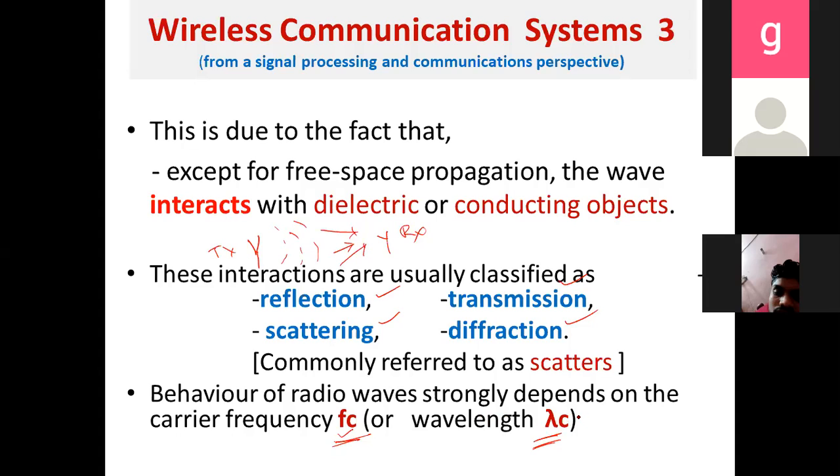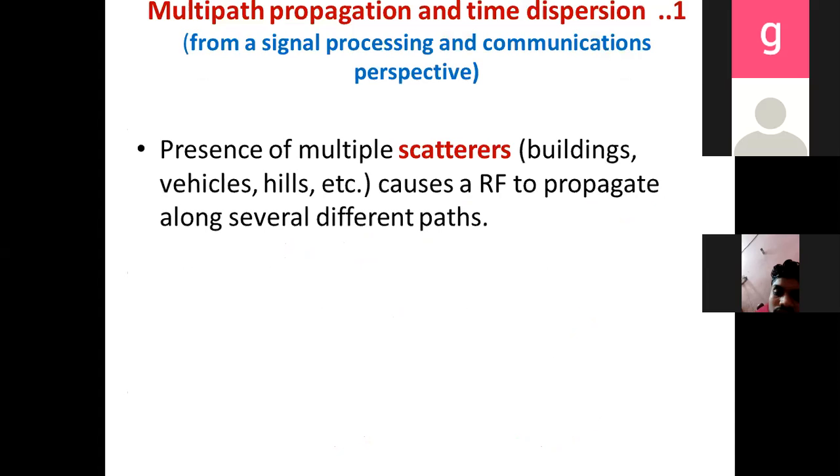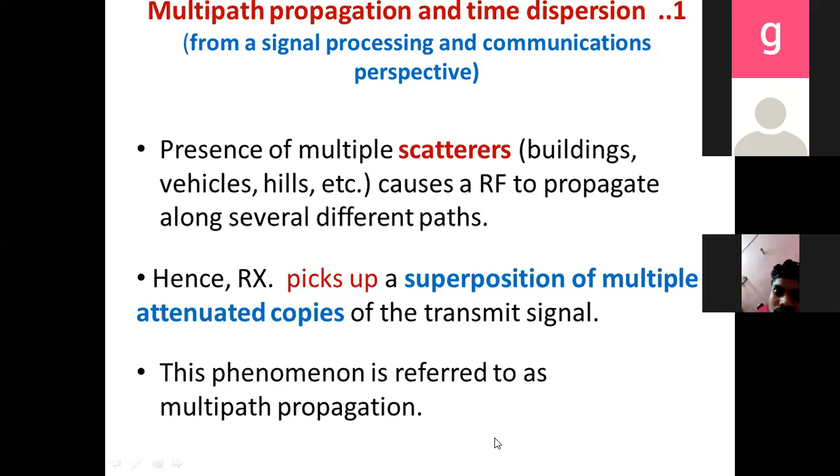For the case of flat fading and frequency selective fading, we can easily describe both fadings using the wavelength parameter. You can see here the presence of multiple scatterers. Scatterers means there may be trees, buildings, hills, which cause RF to propagate along several different paths. There may be vehicles as well, which may be moving or not stationary. These are the principal scatterers.